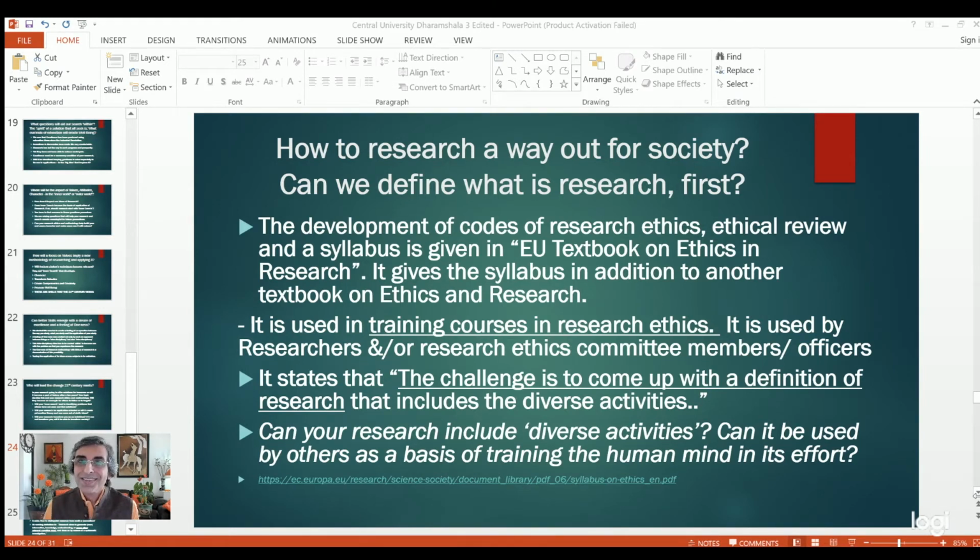And what it admits is that the challenge is to come up with a definition of research that includes such diverse activities. So can your research, your PhD thesis include such diverse activities? It's saying that research by its nature includes diverse activities. So is that a signal to you to have diverse activities in your PhD thesis? So can it be used by others as a basis of training the human mind in its effort? That is for you to see.